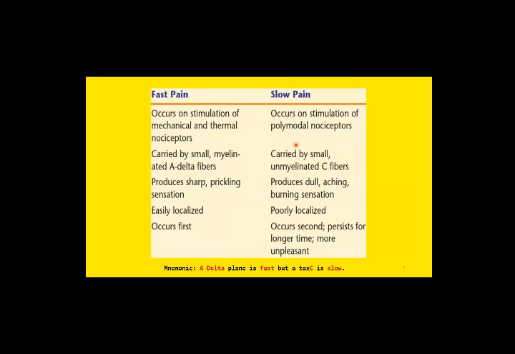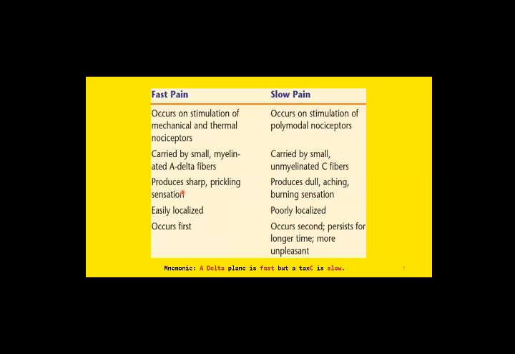So how will the patient present? If the patient is presenting with fast pain, such pain will be described by the patient as a sharp, pin pricking sensation, like a superficial cut with a needle. This will produce a sharp pin pricking sensation. This is easily localized and the patient will pinpoint the site of pain where it is originating.